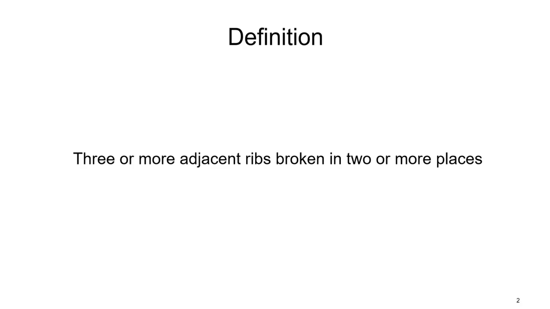We're going to talk about flail chest. Now, flail chest is 3 or more adjacent ribs broken in 2 or more places. And what happens here is this causes a loose part of the rib that is free floating and it moves. So it has what we call paradoxical movement.